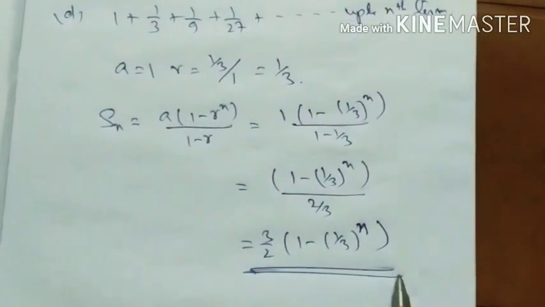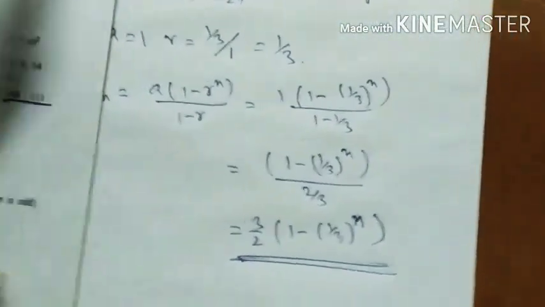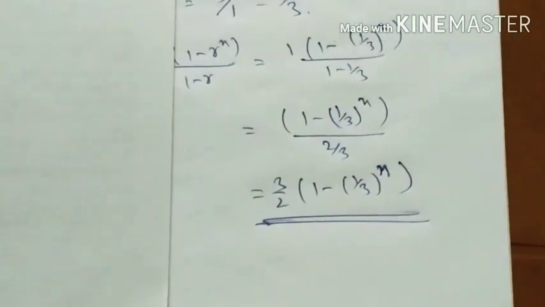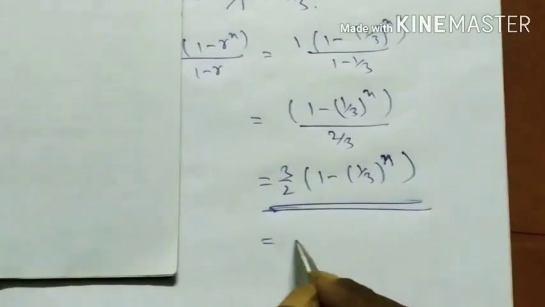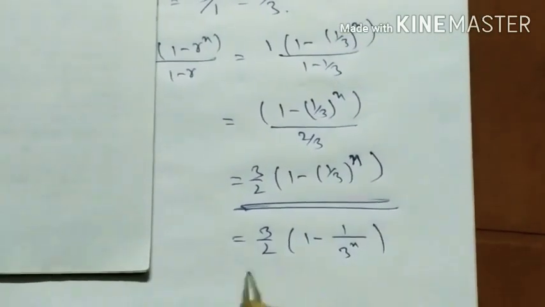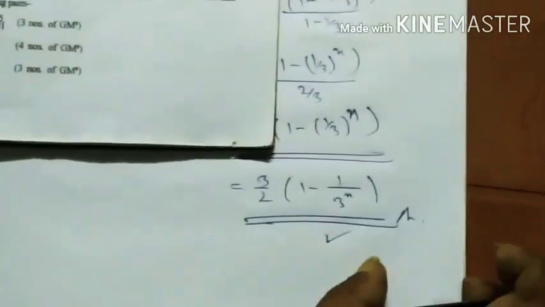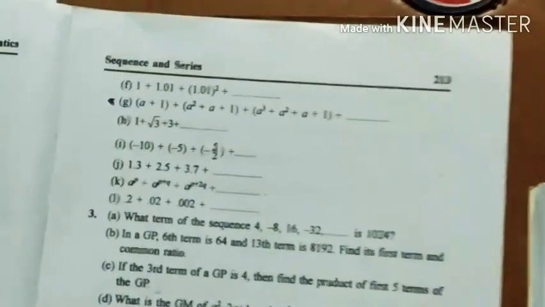This is your answer. Let me check the answer. D. The same answer, they have just done 3 by 2 times 1 minus 1 by 3 to the power of n. Same, this is the answer. You can see here the answer is given here, and my answer is this. It's the same answer. The rest you can do yourself. If you have any doubt, you can place it in the comment section.